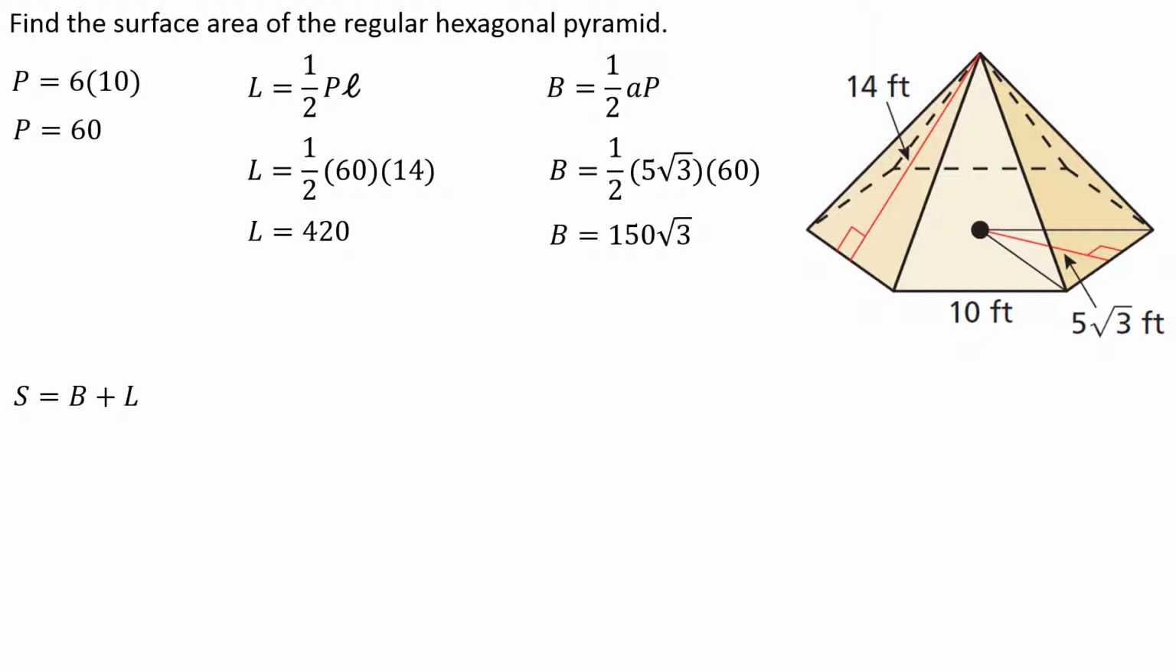So surface area, area of the base, plus the lateral area. And if I want an exact answer, I'm stuck right there. 150√3 plus 420. If I want a decimal approximation, I can grab a calculator. I can do 150 times the square root of 3. And then after I get that answer, I can add 420. Comes out to about 679.81 square feet.